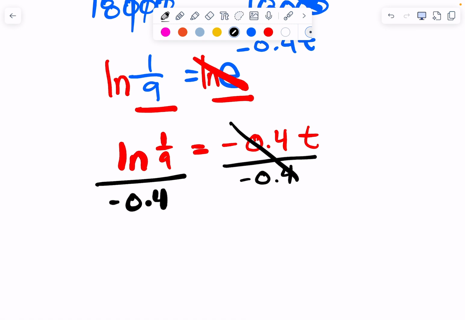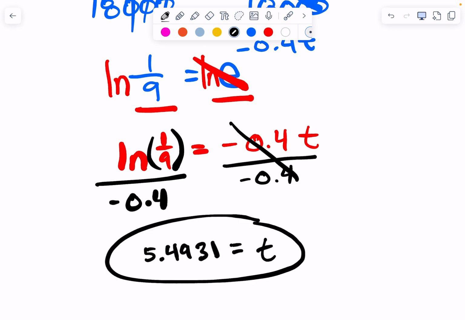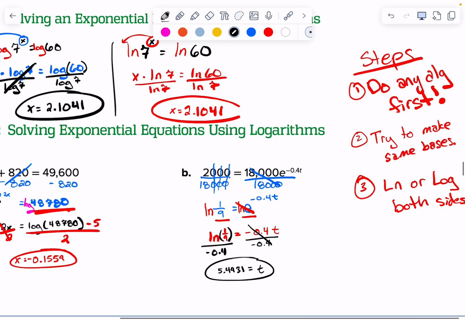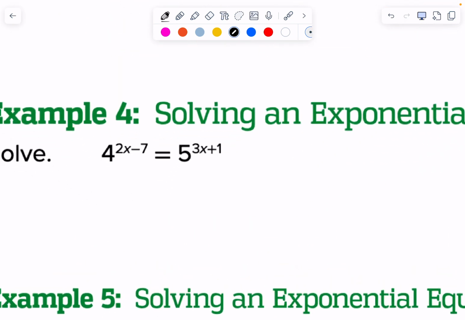Make sure that if you're typing this in and you're using parentheses and doing it all at one shot, you close your parentheses. If it were me, I would do ln of 1/9, enter, divided by negative 0.4, enter, right? T equals 5.4931. Okay, those are your steps. Do algebra first. Try to make them the same base. If it doesn't work, ln or log both sides. All right, now we're done.